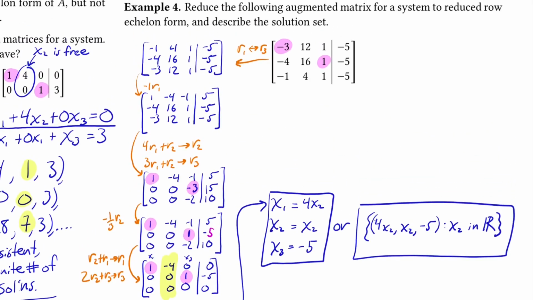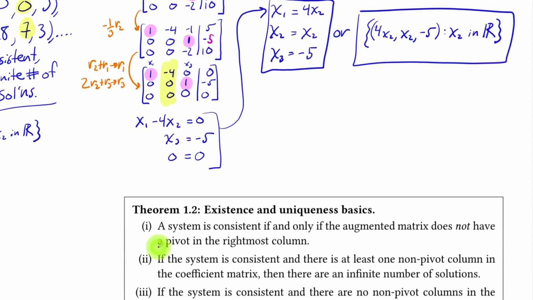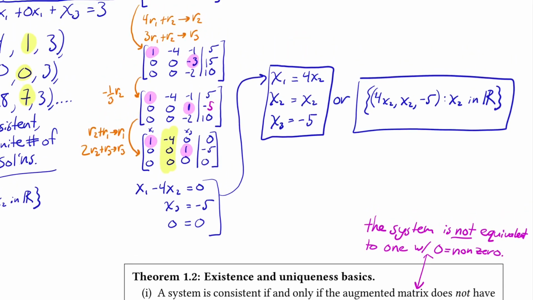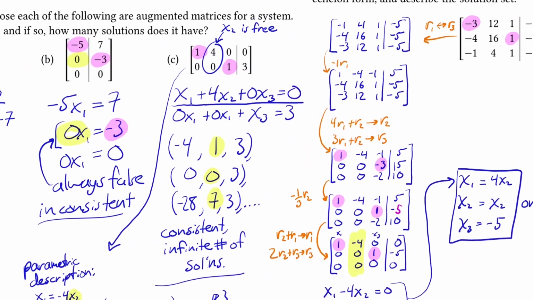And having an augmented matrix that does not have a pivot in the rightmost column basically means the system is not equivalent to a system that has 0 equals non-zero. In other words, this system is not equivalent to a system that is always false. So, yeah, you can always get your variables equal to something if all of the equations have variables on the left side, basically.